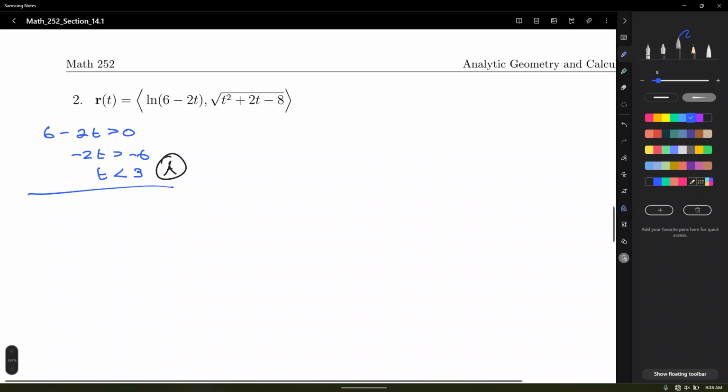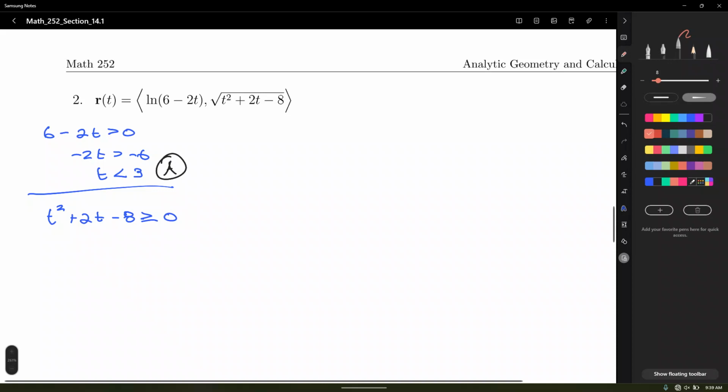So B. Let's set t squared plus 2t minus 8 greater than or equal to 0. All right? So we need to solve this polynomial inequality. This is not just as easy as moving things around like we did in the previous set for A. So we need to go back to how to solve polynomial inequalities.